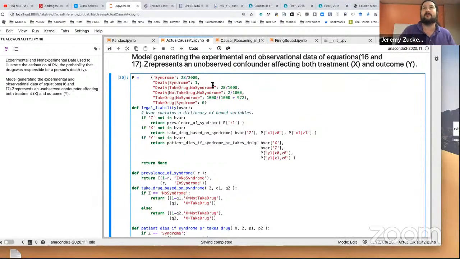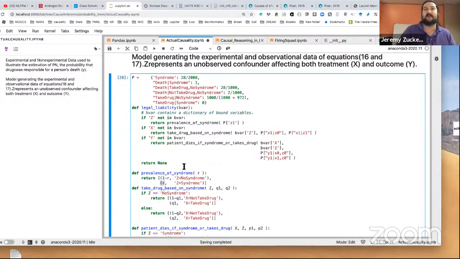And then there's the probability of death given that you take the drug with no syndrome, and the probability of death given that you don't take the drug with no syndrome. So there's some kind of risk factor from taking the drug if you don't have the syndrome, right? And then it doesn't matter. And so your legal liability is the whole thing here. The prevalence of the syndrome is just 1 minus R or R.